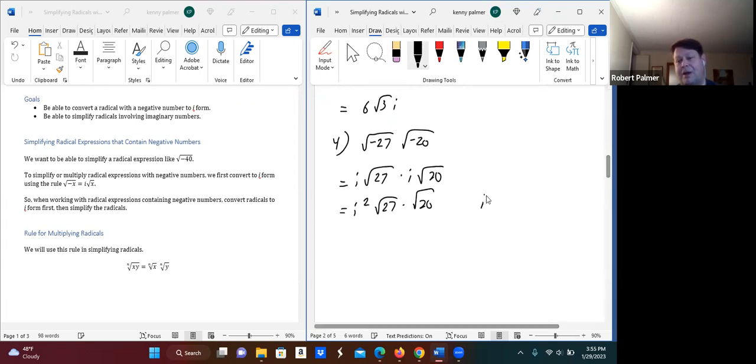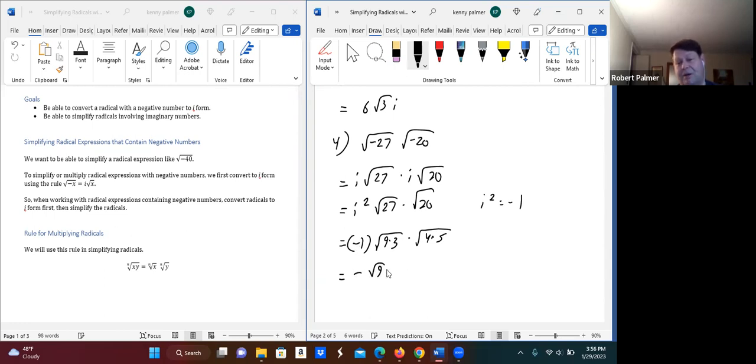And also remember that i squared is equal to negative 1. This is going to become a negative 1 out front, which is a negative sign. Now, 27 has a perfect square root, which is 9. So 27 is 9 times 3. And 20 is 4 times 5. Okay, so again, use this rule, break everything up. I'm going to put this now as just a negative out front.